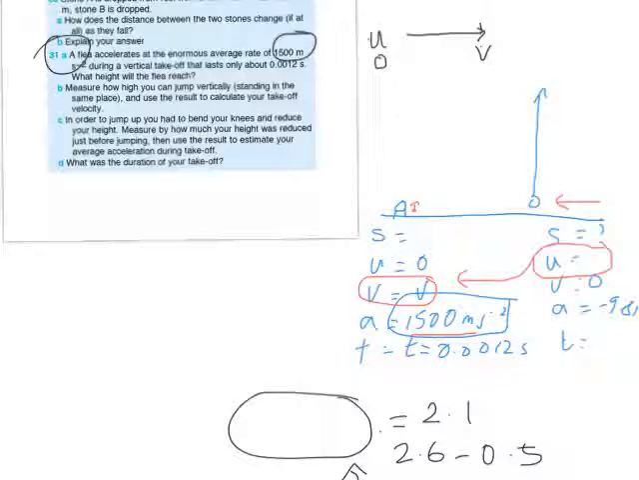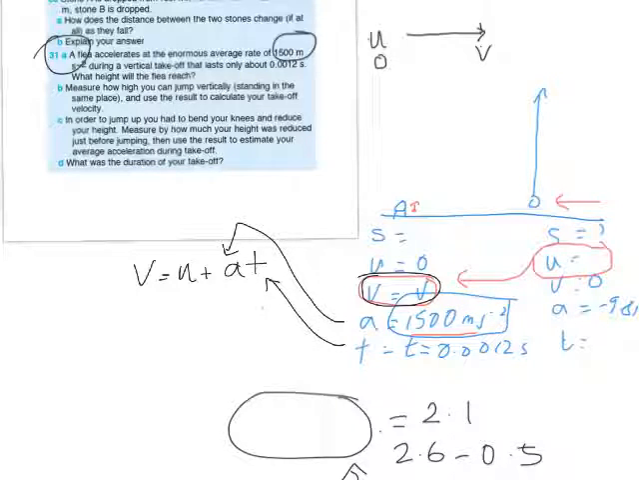So what we're going to do is use equations of motion. Very simply, we're going to find v here using this equation, because we have everything we need. We have the acceleration, which is 1,500. We have the time, 0.0012 seconds, and our initial velocity is 0. So that should give you a final velocity of 1.8 meters per second. Now that can be put into this data table.